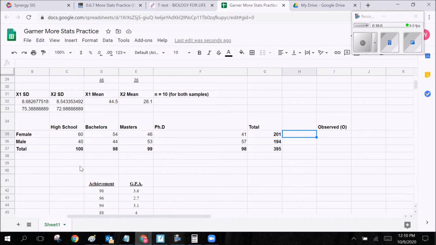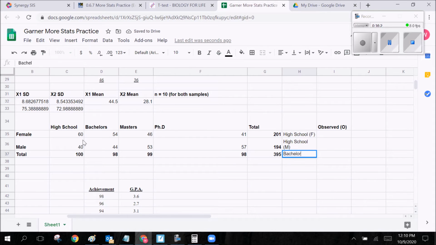So I'm going to go ahead and write down all those categories, and I need to start here with high school. So I'm going to say high school if you were a female, okay? High school if you were male, and then I'm going to say bachelor's if you were female, bachelor's if you were male. Okay, master's if you're female, master's if you were a male, PhD if you were a female, PhD if you were a male. These are what are called categories in a chi-square. And basically, each number is going to represent a different category in your observed values. It's a good way to keep track of things. So these are our categories.